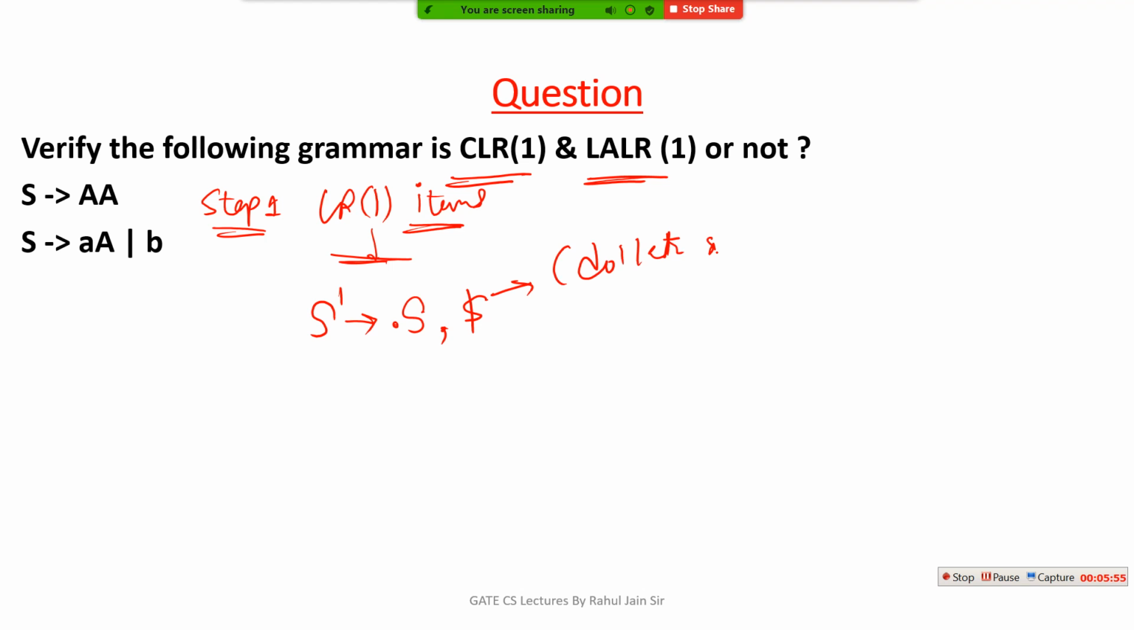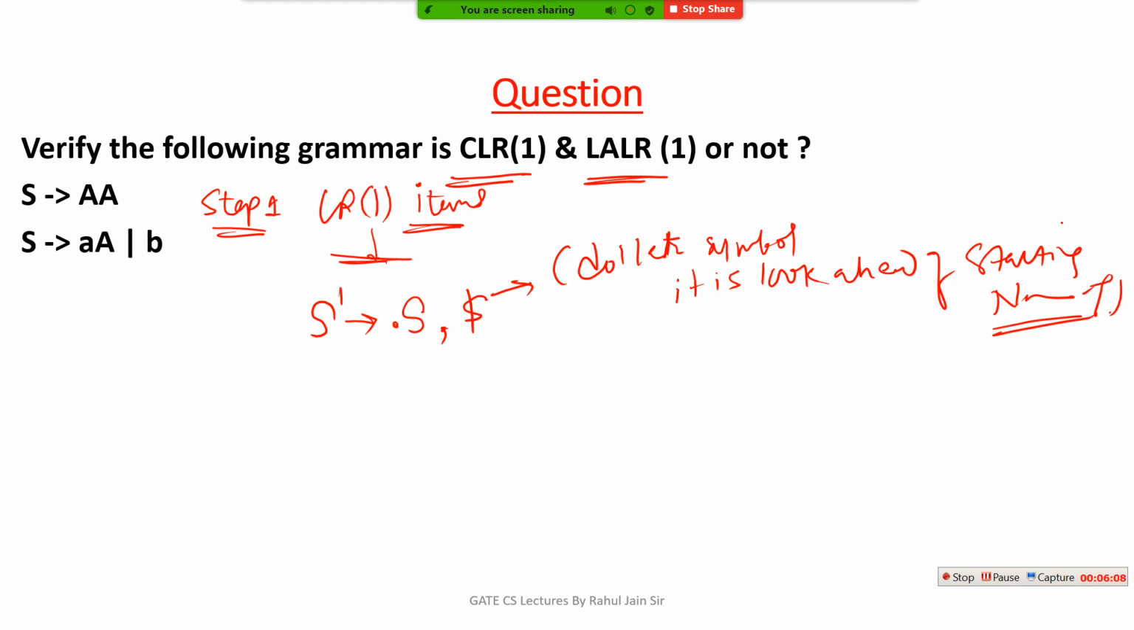Dollar symbol, it is the look ahead of the starting non-terminal. It is the look ahead of the starting symbol, you can say that. So for the starting symbol S dash, dollar will always be the look ahead. Okay, it is step 1.